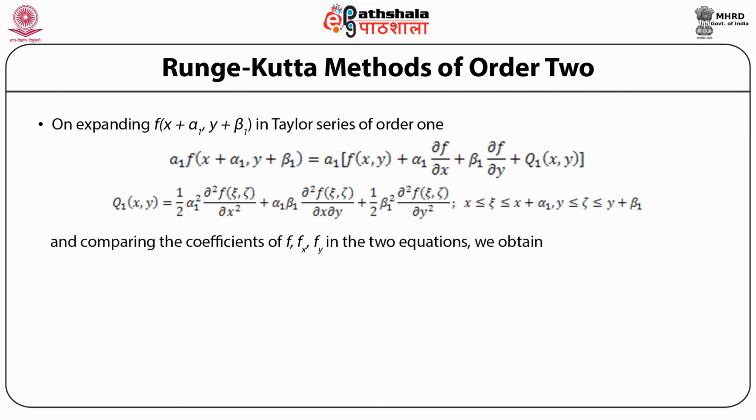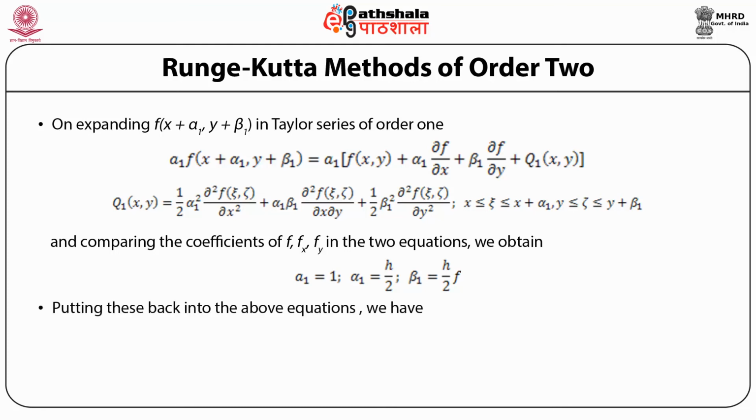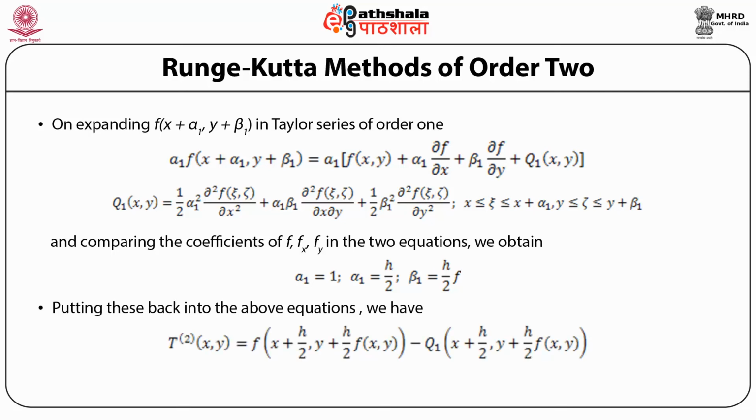And comparing the coefficients of f, fx and fy in the two equations we obtained, a1 is equal to 1, alpha 1 is equal to h by 2, beta 1 is equal to h by 2 into f. Putting these back into the above equations, we have T^(2)(x,y) equals f of x plus h by 2, y plus h by 2 into f(x,y) minus R1 of x plus h by 2, y plus h by 2 into f of x,y.